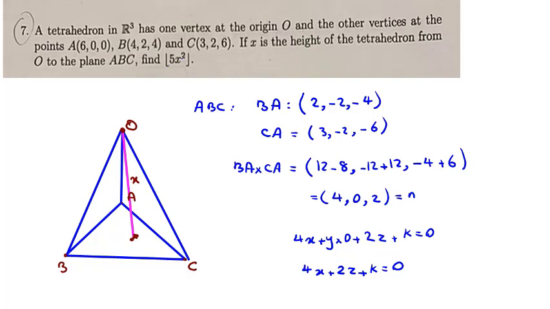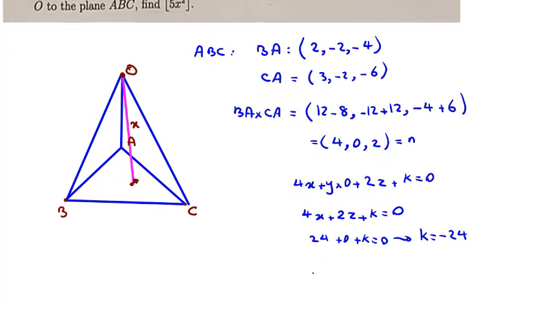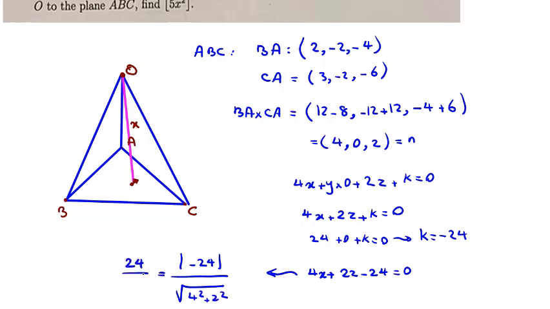Now if you replace one of the points, for example A, 6, 0, 0, it will be 24 plus 0 plus k equal to 0. So by replacement we find k equal to negative 24. So we found the equation of the plane. It will be 4x plus 2z minus 24 equal to 0. Now we want to find the distance of O. We say absolute value of this term. When you replace O, 0, 0, 0, it will be absolute value of 24 over root of 4 squared plus 2 squared. It will be 24 over root of 16 plus 4, root 20, and it is x.